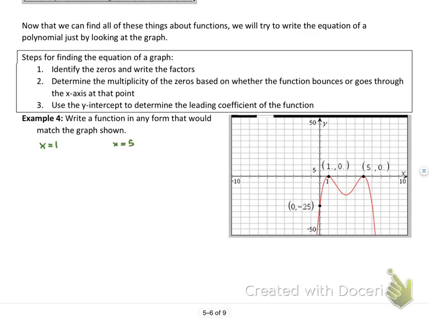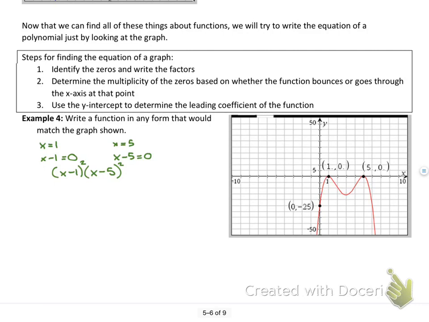So I can go ahead and write the factors. So x minus 1 equals 0, x minus 5 equals 0. So we have the factors x minus 1, x minus 5 at least. Now, it does bounce off of both of them, which means that they both have even multiplicity. Now, it's just saying find an equation that represents this. So it doesn't have to be this exact equation necessarily, but we need all the attributes that would make this true. So since it's even because it bounces, I'm just going to put a 2 on here for both of them.